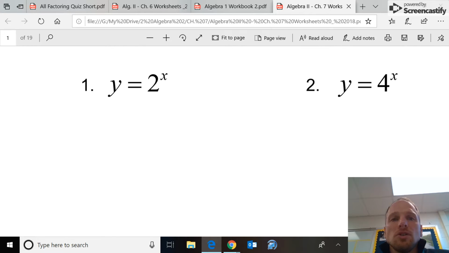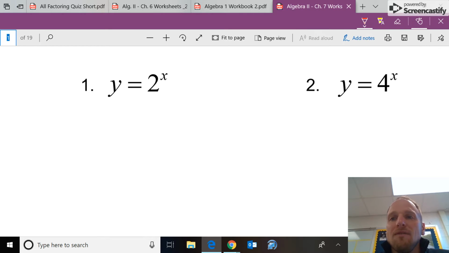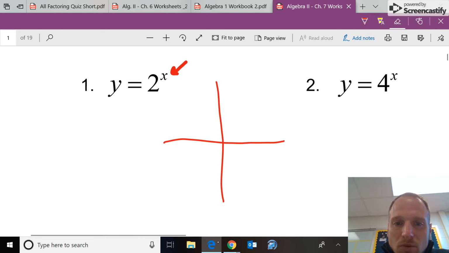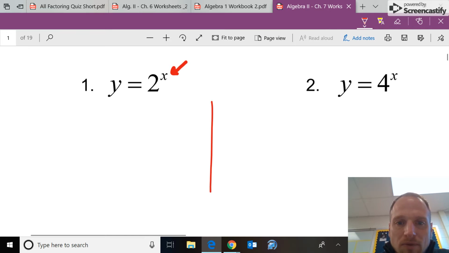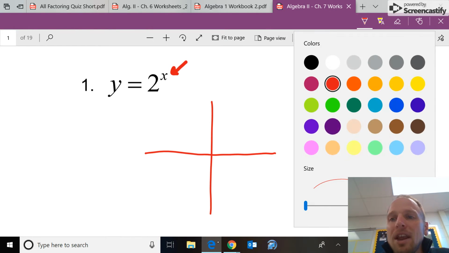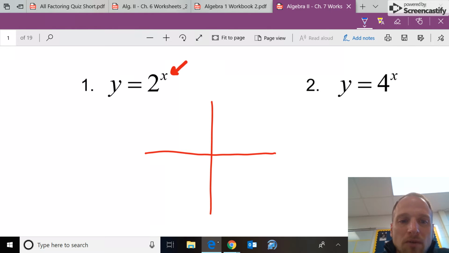First is exponential functions, and notice this is the first time that we've seen a variable as an exponent. So let's talk about what that looks like. Anytime we have one of those, our parent graph is going to look, and I apologize, that is a really rough looking graph.